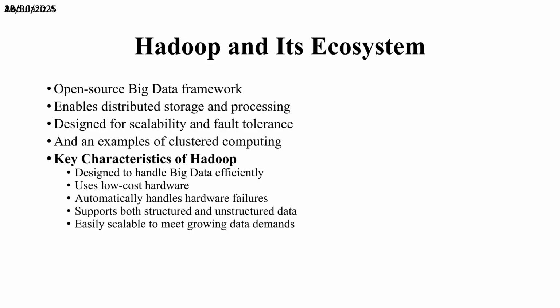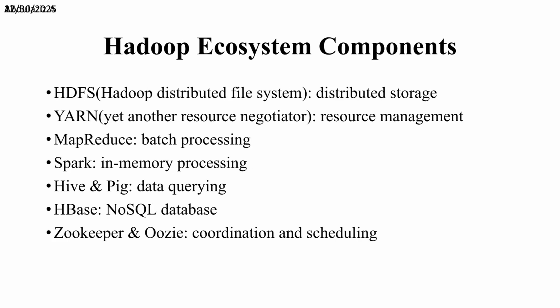Hadoop is an open-source big data framework and an example of clustered computing. It enables distributed storage and processing, designed for scalability and fault tolerance. Key characteristics include efficient handling of big data, use of low-cost hardware, and automatic handling of failures. The Hadoop ecosystem consists of several components. These include HDFS for distributed storage, YARN for resource management, MapReduce for batch processing, Spark for in-memory processing, Hive and Pig for data querying, and HBase as a NoSQL database.